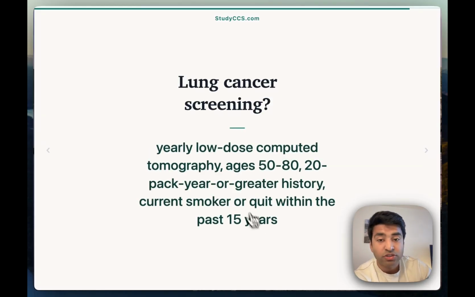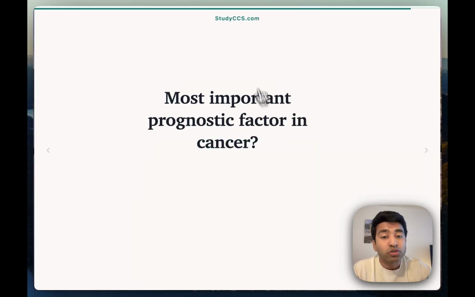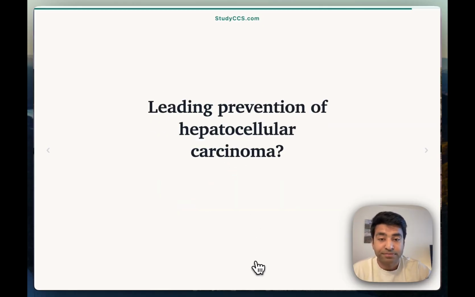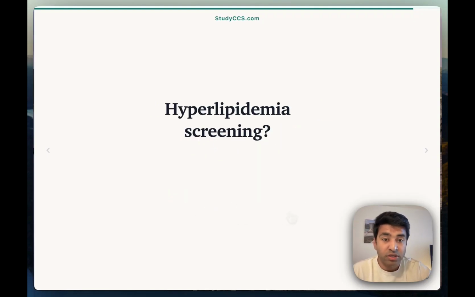Lung cancer screening. So this is when you do a low-dose CT, and you would get it annually from ages 50 through 80. Typically recommended for people who have a pack year history of greater than 20, current smokers or who have quit within the last 15 years. Most important prognostic factor for cancer is the tumor stage. Leading prevention of hepatocellular carcinoma is Hep B vaccination.